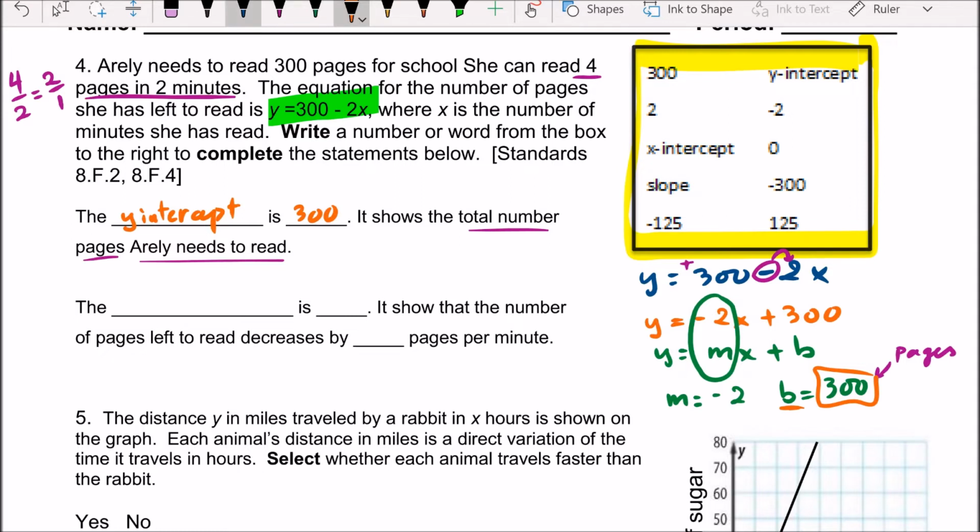That's it. Second part, the blank is blank. It shows that the number of pages left to read decreases by blank pages per minute. So the slope. We just have 2 main things, y-intercept and slope, one of those. So the slope is negative 2. It shows that the number of pages left to read decreases by 2 pages per minute. So that's why it's minus 2. Our slope is minus 2 because she reads 2 pages for every single minute.